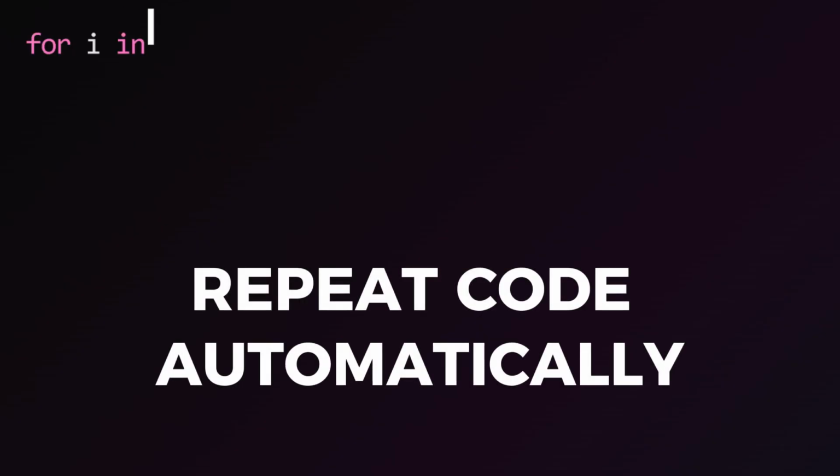First, let's look at a for loop. For example, for i in range 5, print i. This will print numbers from 0 to 4. The range function controls how many times the loop runs. So instead of writing print 5 times manually, the loop does it for you automatically. This saves time and makes your code cleaner.